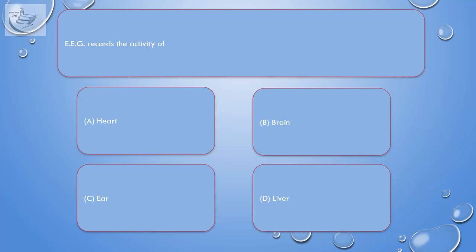Question: EEG records the activity of A. Heart. B. Brain. C. Ear. D. Liver. Correct answer is B. Brain.